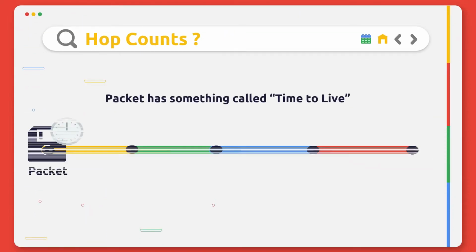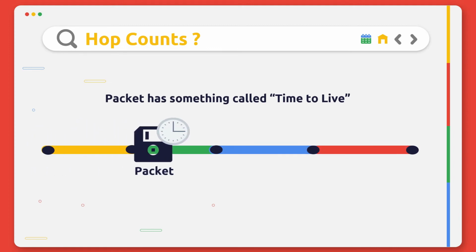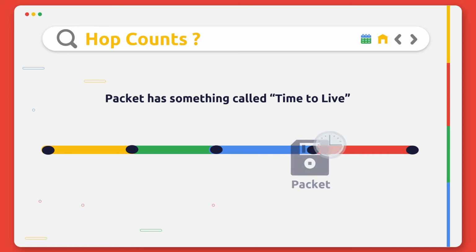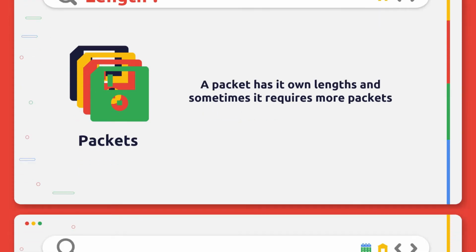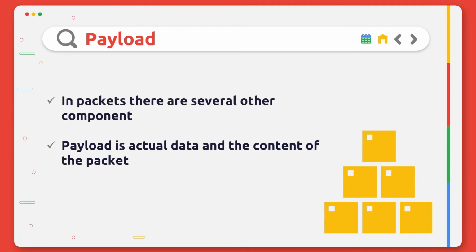Hop count. Packets have something called time to live. As the packet moves along the nodes, it will eventually die. Length. A packet has its own length, therefore sometimes it requires more packets. Payload. In packets, there are several other components. Payload is the actual data and the content of the packet.